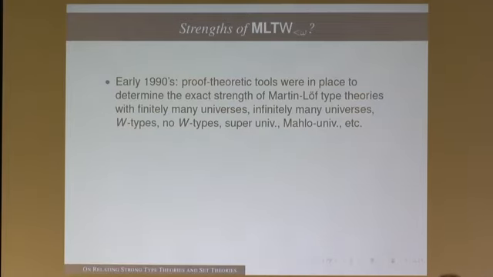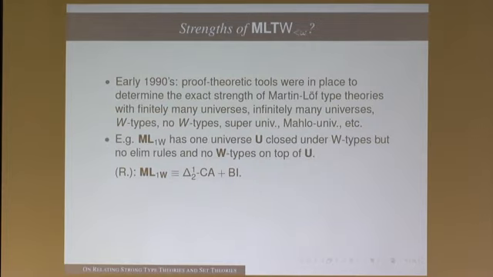And so one considered different types of universes, not just these straightforward universes, but also universes that somehow model, for instance, what is a Mahlo cardinal. And the strength of these type theories was computed exactly. So meaning in terms of either other theories, so this is proof-theoretically equivalent to a well-known theory, or even in terms of proof-theoretic ordinals.